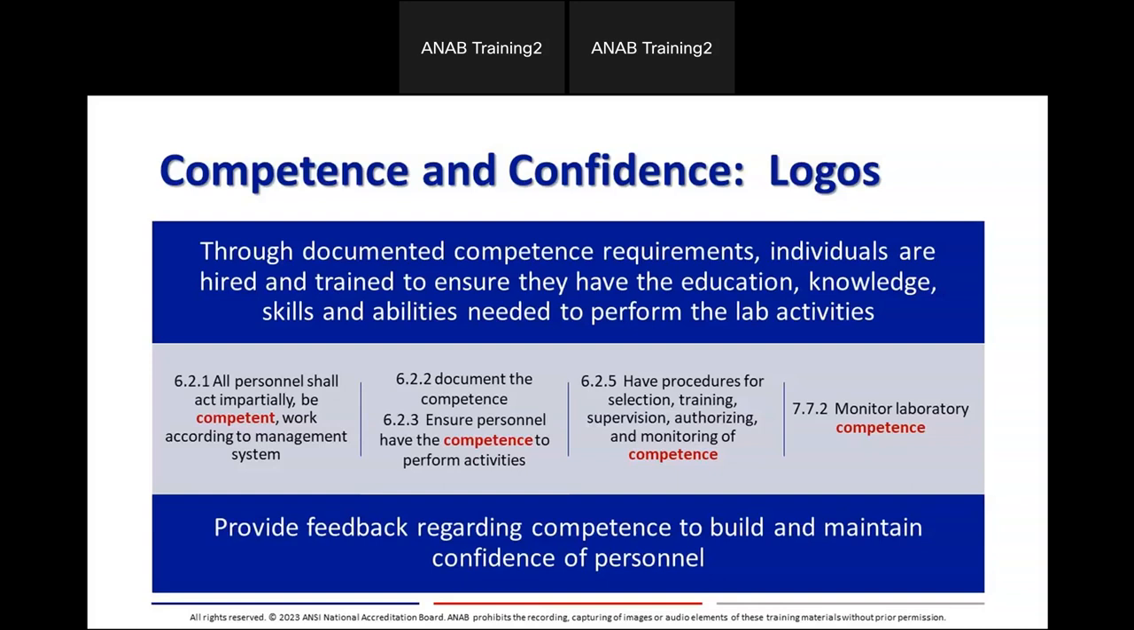Through these competence requirements, individuals are hired, they're trained to ensure that they have the education, the knowledge, the skills, the abilities needed to perform the lab activities, and to ensure that there is confidence in that work product. Additionally, we need to remember to provide feedback regarding competence monitoring activities to build and maintain the confidence of personnel in the laboratory.